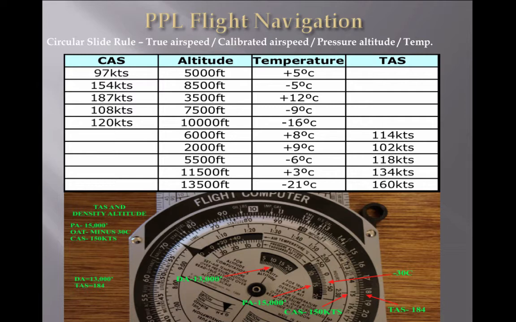So we know that we need to take in our altitude window, 5,000 feet, and measure it up against our outside air temperature to the left of the 0, +5 degrees. And then we also know that we've got a CAS of 97 knots. So when we pull that round and we find the CAS on the inner scale, on the outer scale we should see between 103 and 105. So we'll call it 104. And as long as that's what you've got, brilliant.